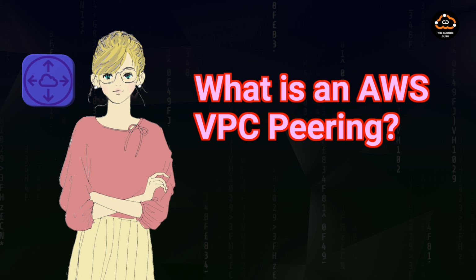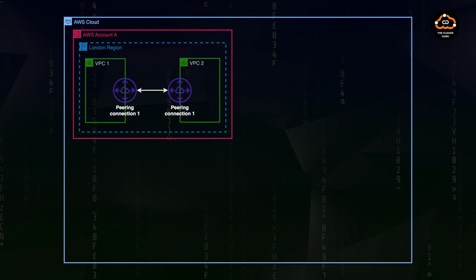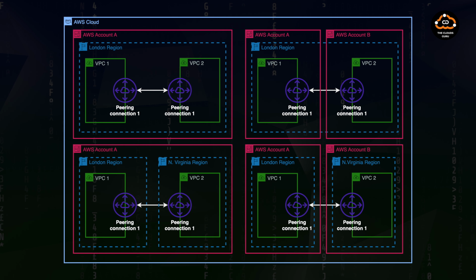What is an AWS VPC Peering? VPC peering is a networking connection between two Amazon Virtual Private Clouds or VPCs that enables you to route traffic between them using private IP addresses. Peering connections can be established between VPCs in the same AWS account or with a VPC in another AWS account within the same or a different region.